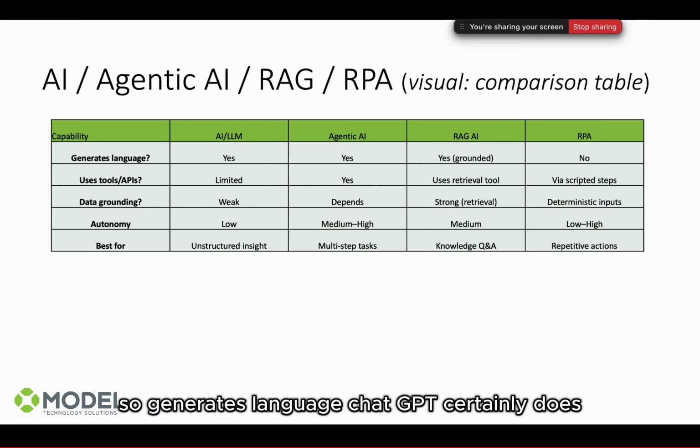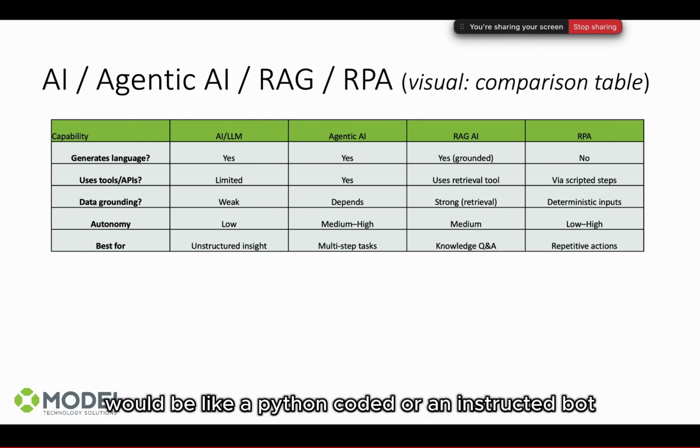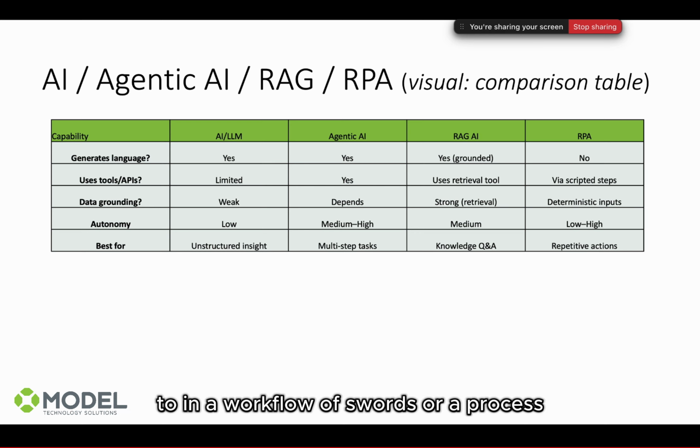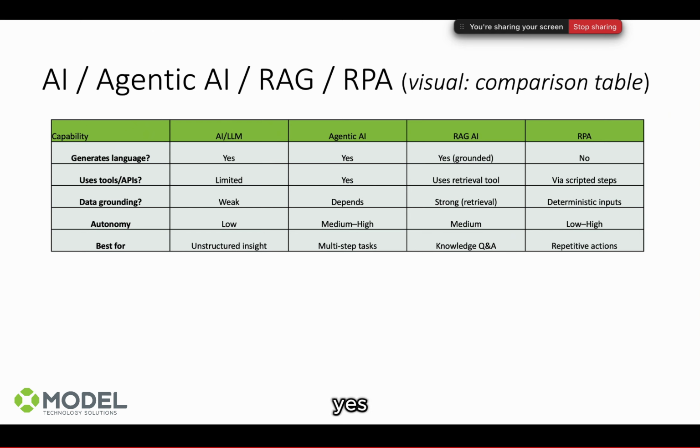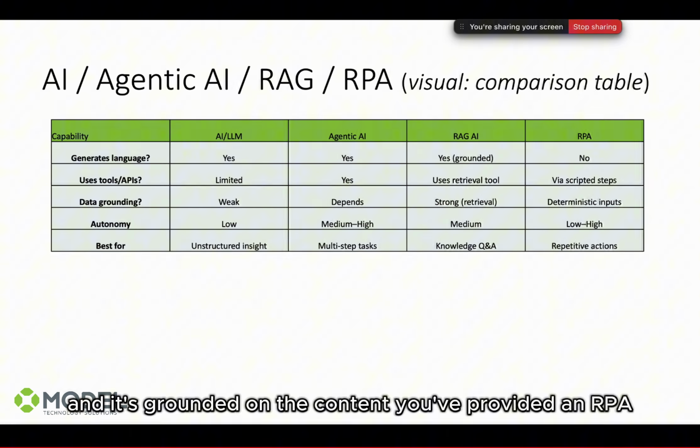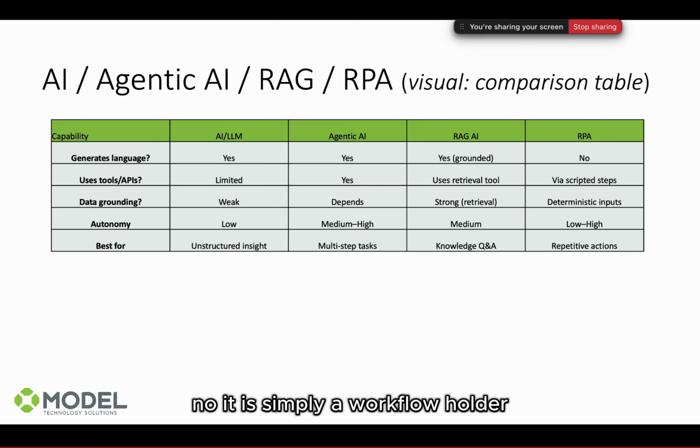So, generates language? ChatGPT certainly does. Agentic AI would be like a Python-coded or instructed bot in a workflow of sorts, or a process, and so it certainly generates language. RAG AI, yes, and it's grounded on the content you've provided. And RPA, no, it is simply a workflow holder.